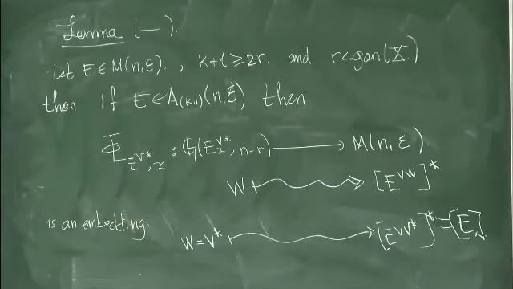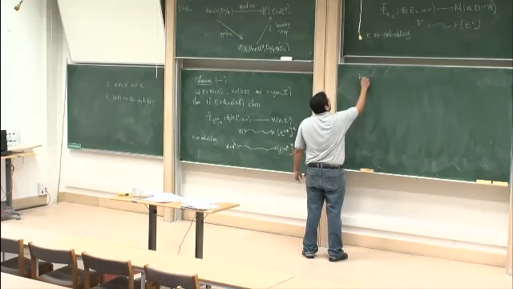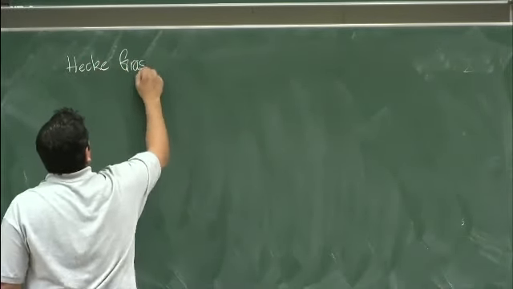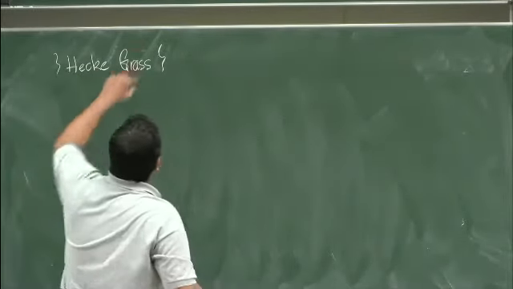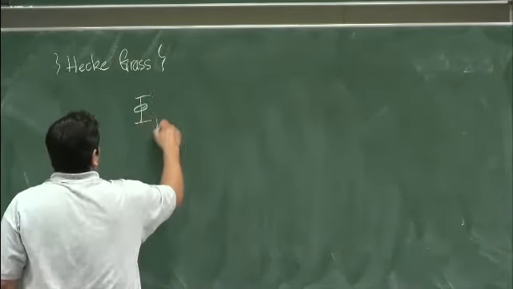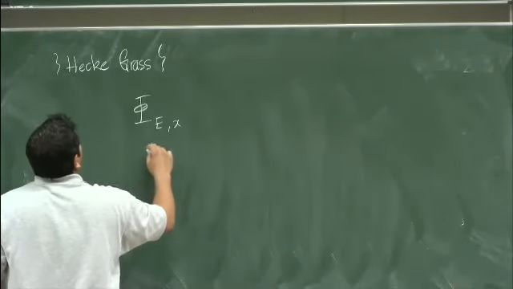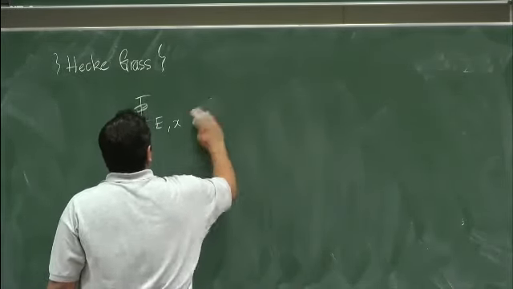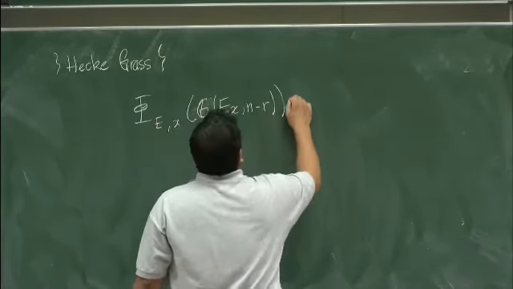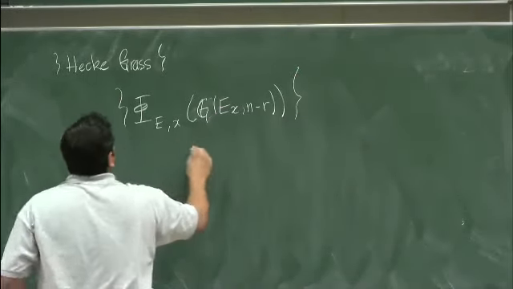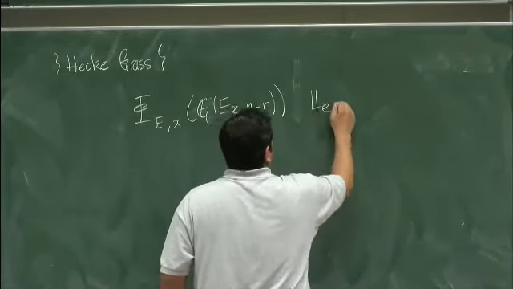and then in this case I define the Hecke Grassmannian as taking the morphism, fix a point, and fix a vector bundle, then the image of these Grassmannians is defined by Hecke Grassmannian.